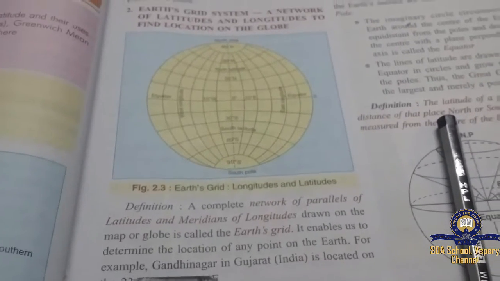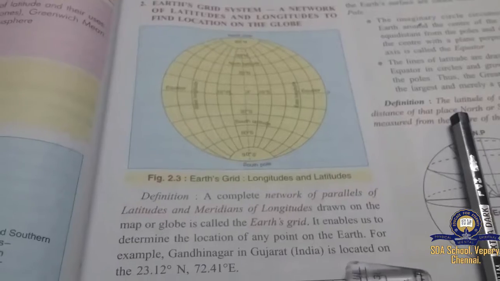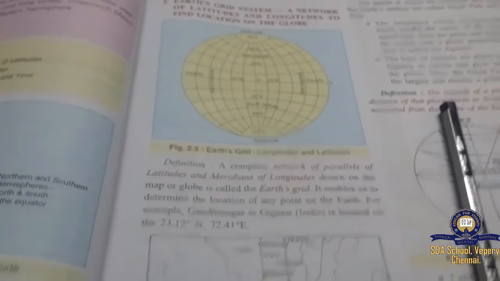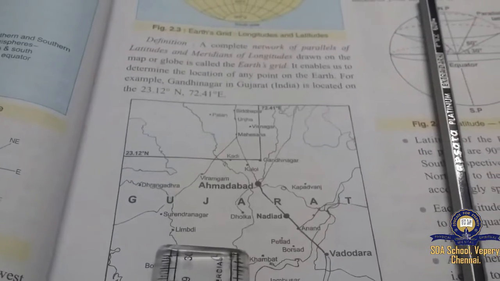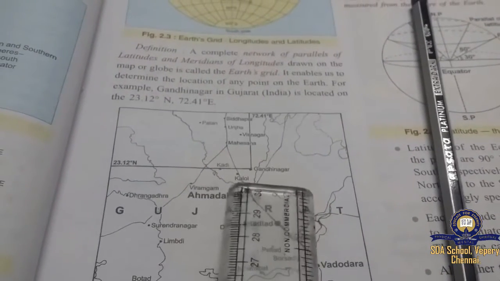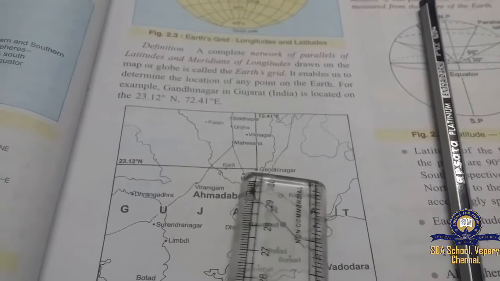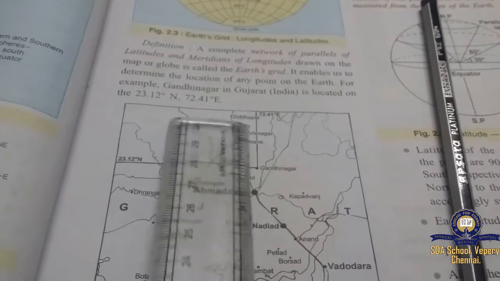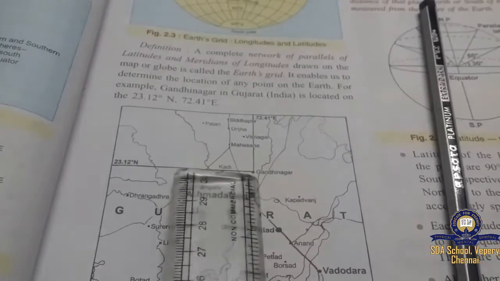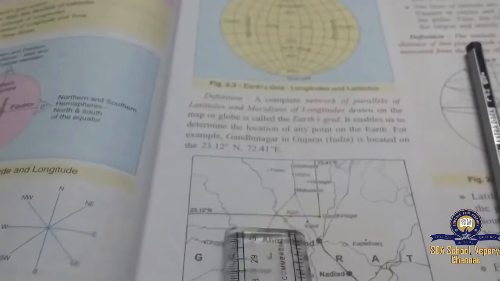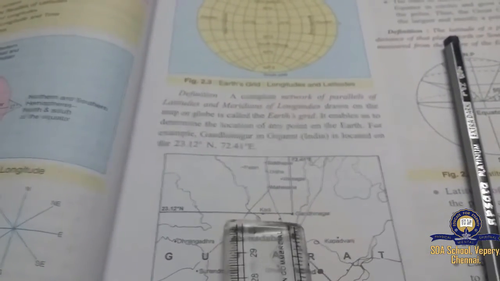For example, Gandhinagar in Gujarat, India is located on this picture. Can you see Gandhinagar? Yes, here. See, these lines are meeting, so we can find it here. So like this, the grid helps us to find places in the whole world. Now you can see the globe. Particularly when we see this with a map, we will come to know where the place is located.